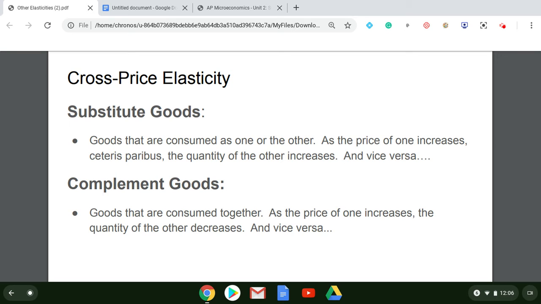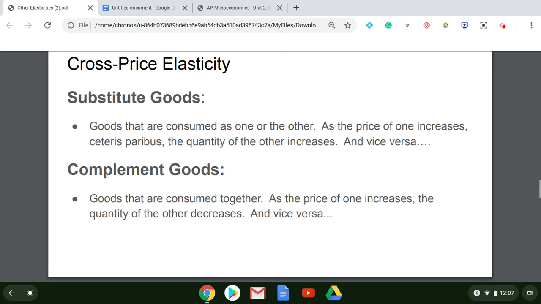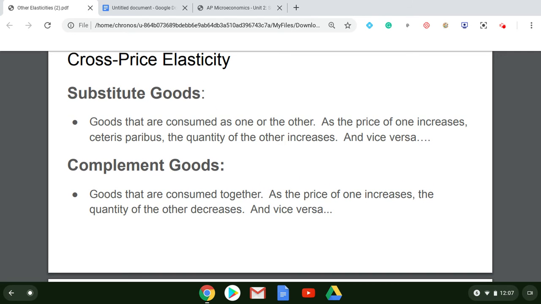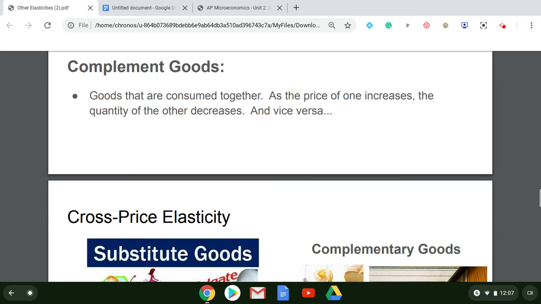Complement goods are a little more intuitive here. They're goods that are consumed together. So as the price of one increases, the quantity of the other one decreases. And vice versa, as the price of one decreases, the quantity of the other one increases. They work together. So substitute goods are against each other. Complement goods are with each other.